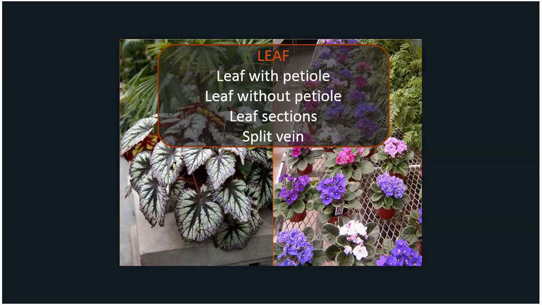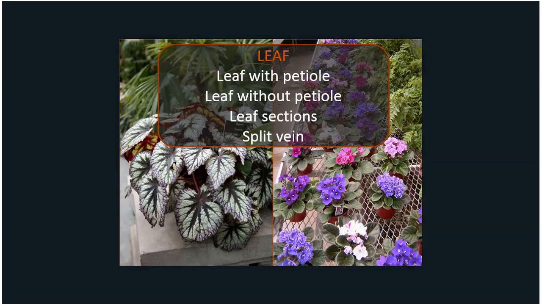Next we have our leaf cuttings. Like we said, we can either have an entire leaf with a petiole, or we can have an entire leaf without that petiole. Now the other thing is we can actually just have sections of a leaf. We don't have to have the entire leaf. Again, this is based entirely on which plant species I'm propagating. Some plants you would require the entire leaf. Other plants, like on the left of our screen, we see a begonia here. You can use leaf sections.